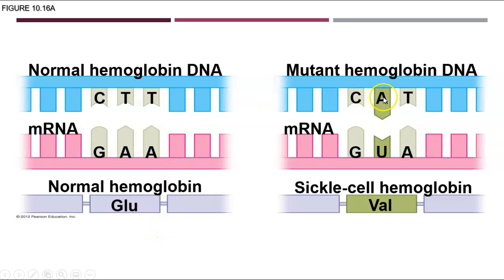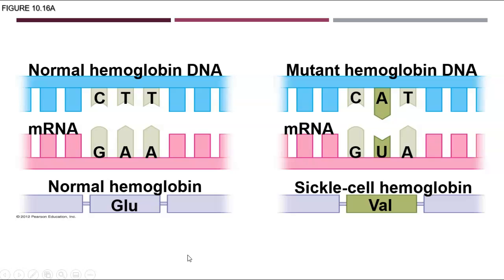Sometimes the T gets substituted for an A in the DNA. That's going to now code GUA in the messenger RNA, and GUA codes for a different amino acid, valine, and that produces something called sickle cell anemia, which is a very bad condition. We'll talk more about it in class, especially when we talk about genetics coming up soon.